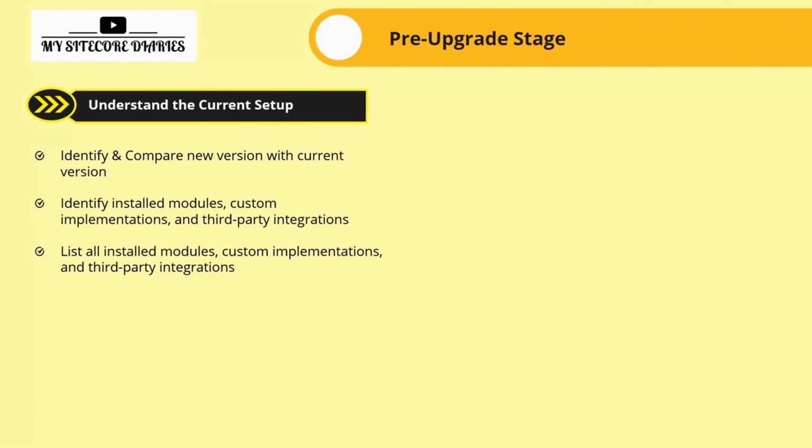So that you can have a checkpoint where you can verify all those modules, custom implementation, and third-party integration after you migrate or upgrade your application. Check for any compatibility issues with your external third-party modules and integrations. So you can check all your third-party tools and modules: is there any compatibility issue with your new version?